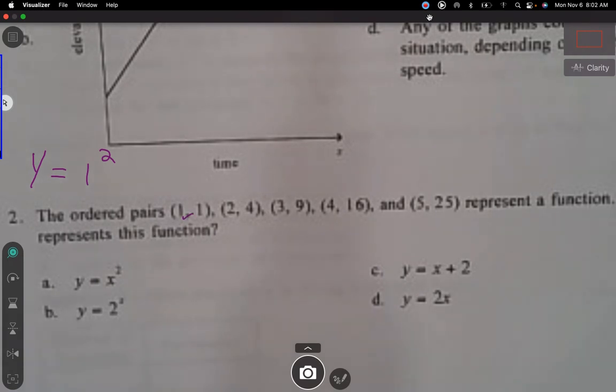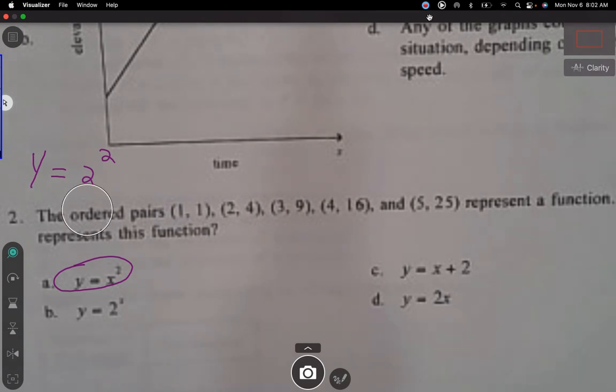Let me try my next number. 2 squared is 4. 3 squared is 9, and so on. So does that one just so happen to also be the answer? If it wasn't, like this one says, take your x value and add 2. Well, what's 1 plus 2? Not 1. Is everybody good with that? You just plug them in and see what works.